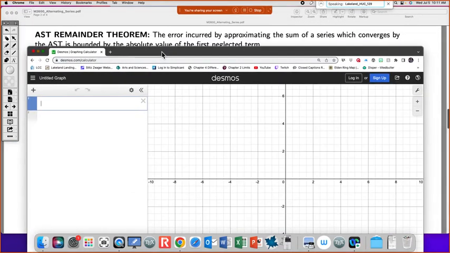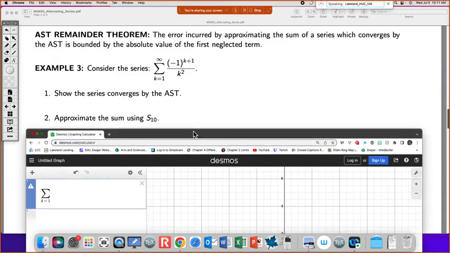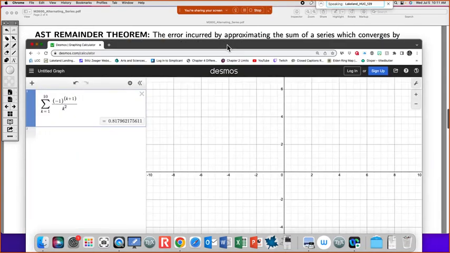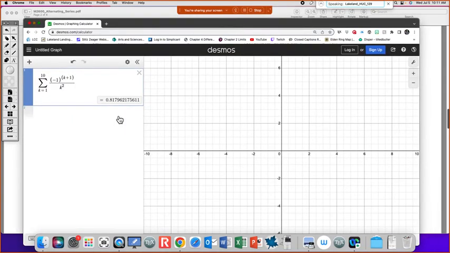So we want the sum. So we'll type in SUM, and we use the counter k. Doesn't matter. k goes from 1 to, and we want to go up to what? 10. First part, 10 terms. Negative 1 to the k plus 1 over k squared. And we get that. Is that what I have written down? 0.8179, blah, blah, blah. We good with that?